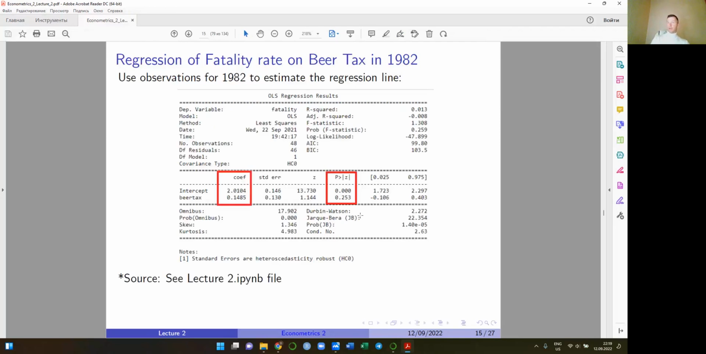So here we have the output from Python, and we see that the estimated regression line is the following. So we have an intercept of 2.01, which is statistically significant with p-value less than 5%, and also we have the slope 0.15, positive, with the standard error 0.13 and p-value almost 25%.